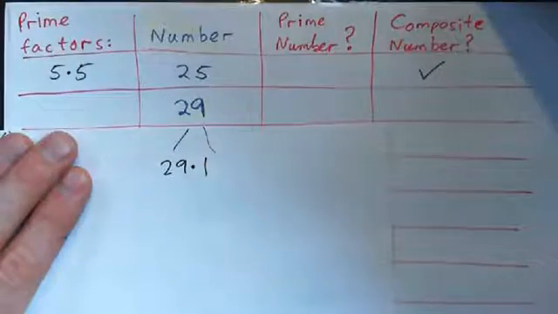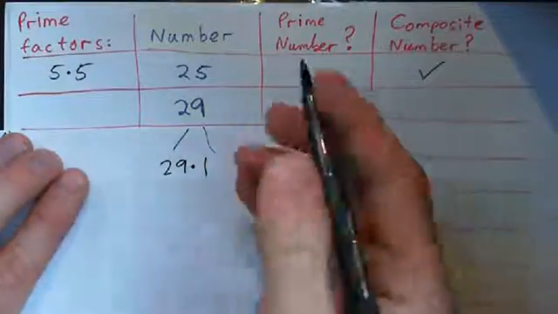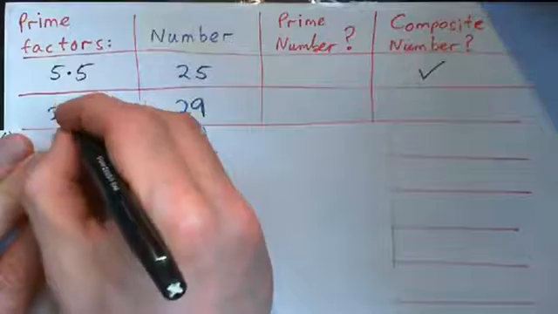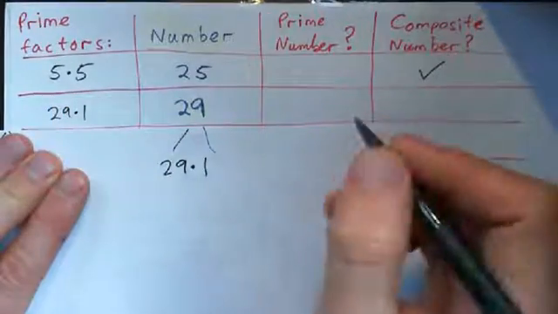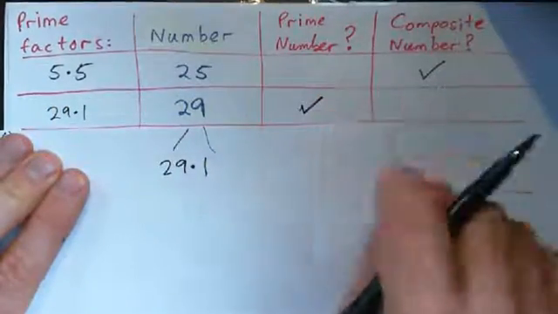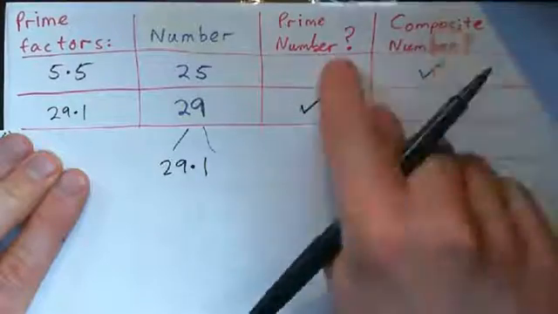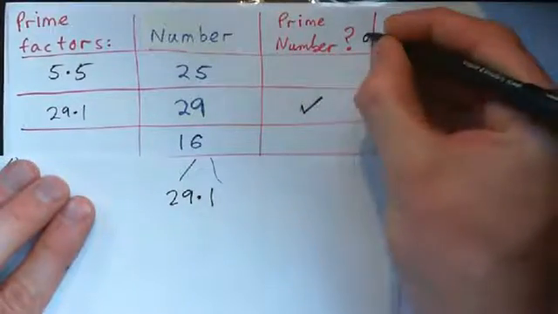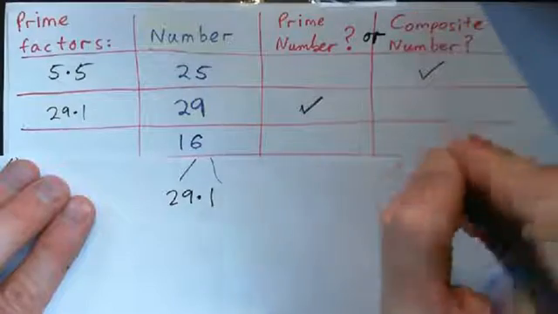times 1. So the only prime factors we have here are 29 times 1. So this is in fact a prime number, not a composite number. So a number is either prime or composite, one or the other, right?